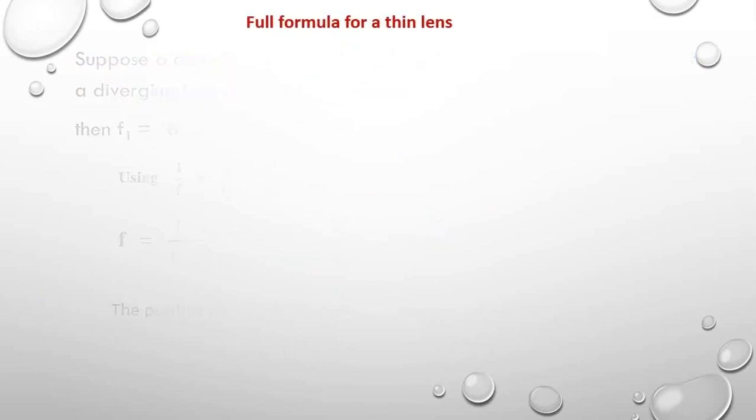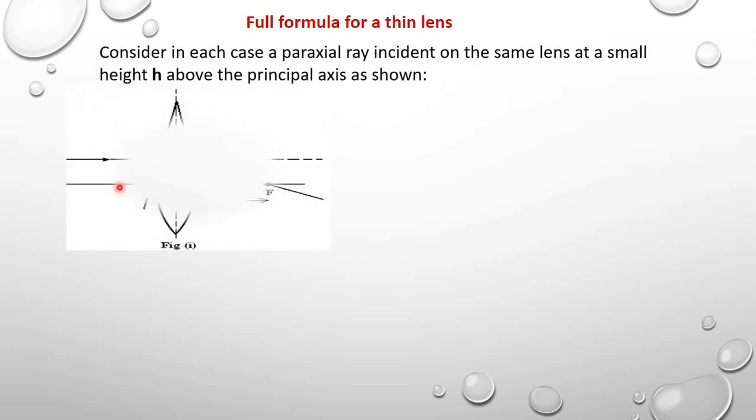Let's look at the full formula for a thin lens. So here we're going to consider a ray parallel to the principal axis, at a height h from the principal axis, meeting the lens. So we shall have it this way. We know that a ray parallel to the principal axis is always going to be refracted through the principal focus. Then this is going to be the deviation, and this is also going to be d, since they are alternating angles. And this is h.